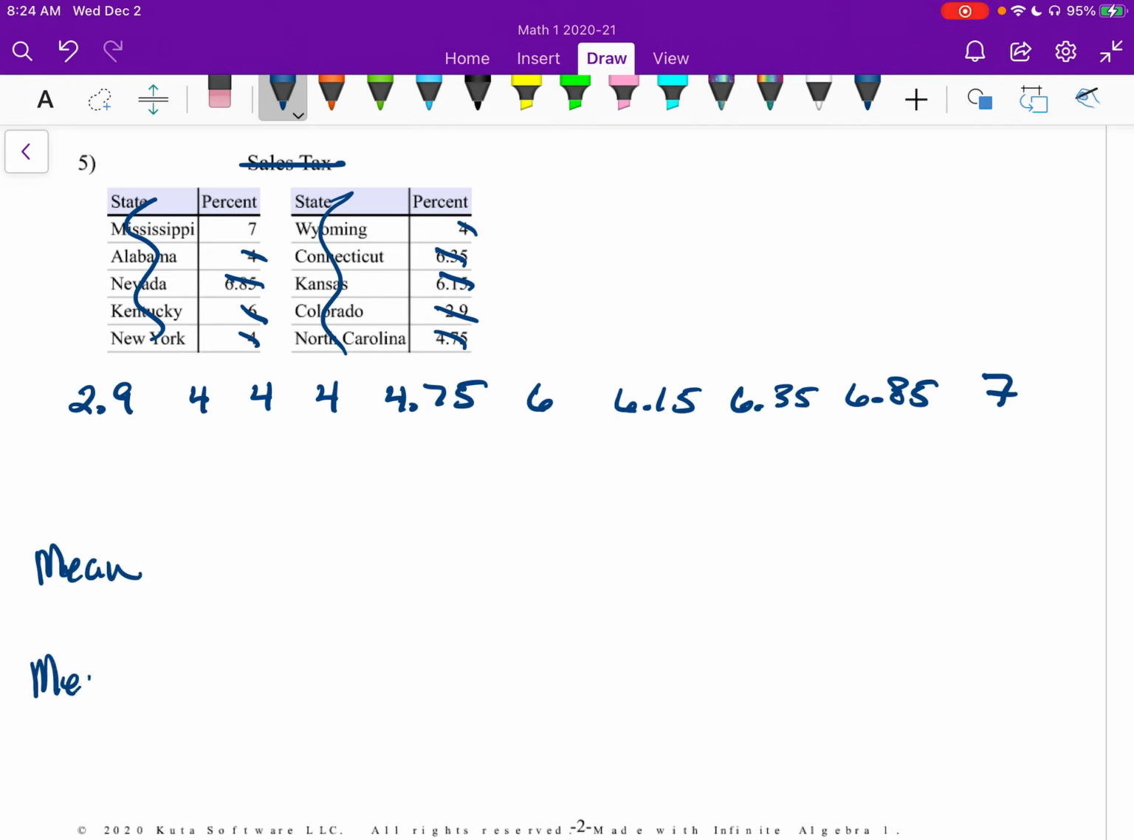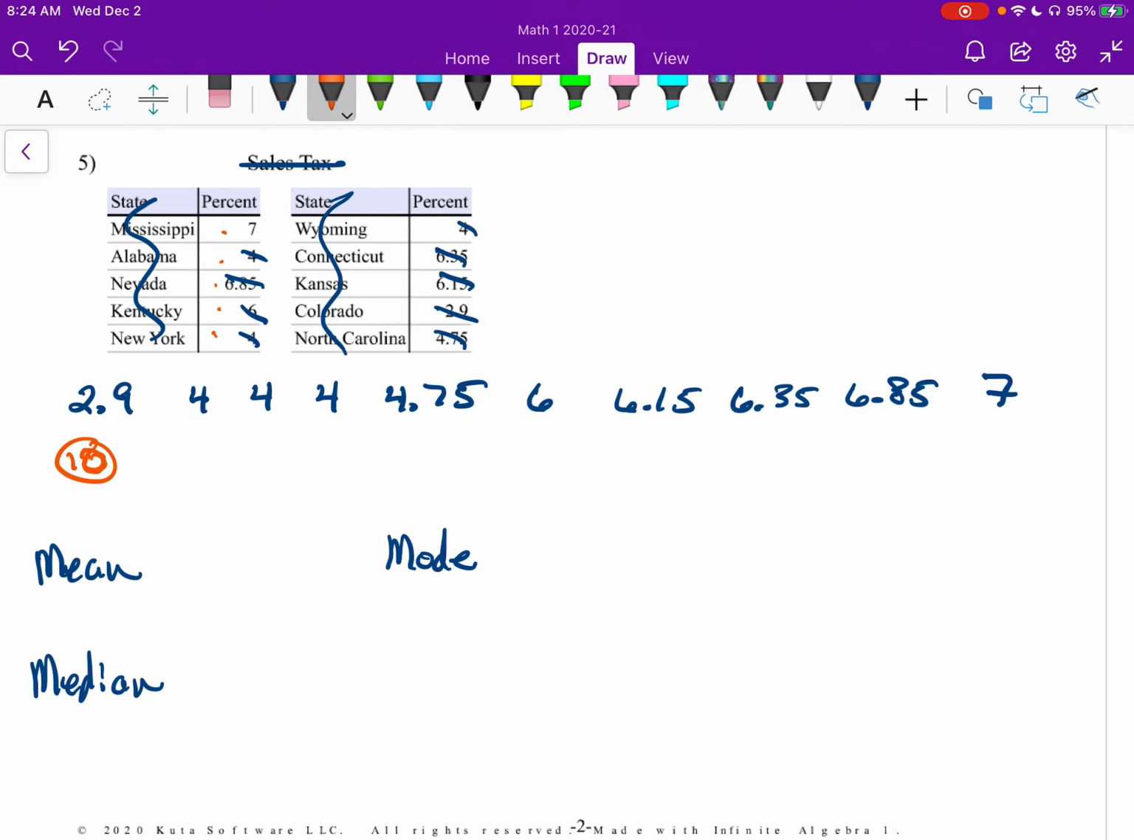Mean, median, mode. So I'll start off with the mean. How many objects do I have? I have 1, 2, 3, 4, 5 times 2 is 10. So I have 10 objects total. This is the first time that we've had a number not 11.